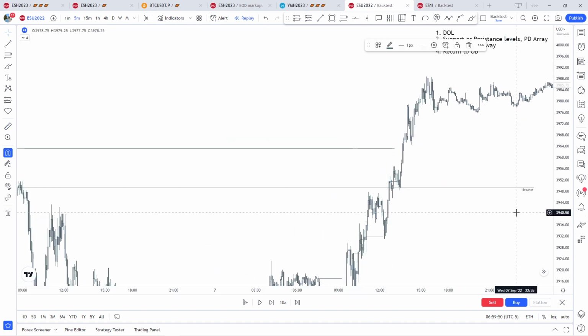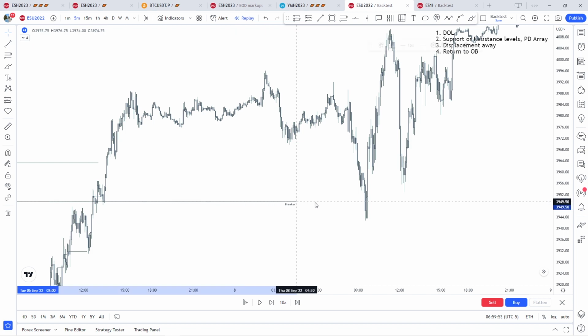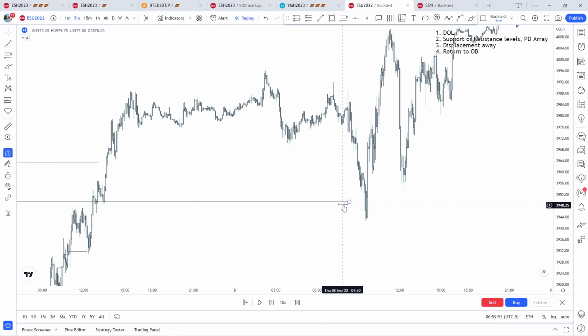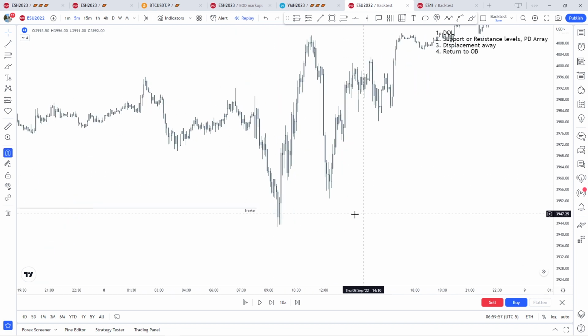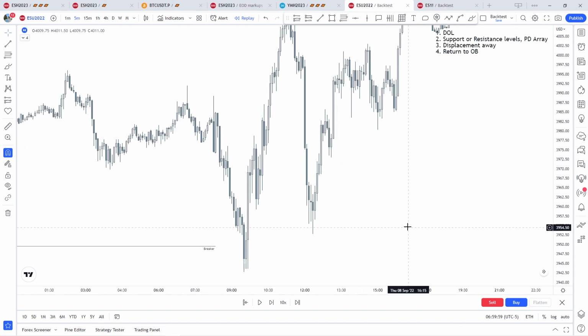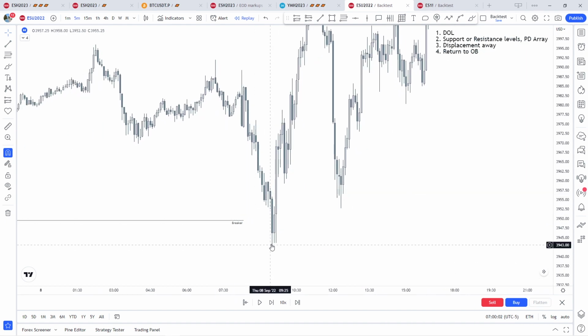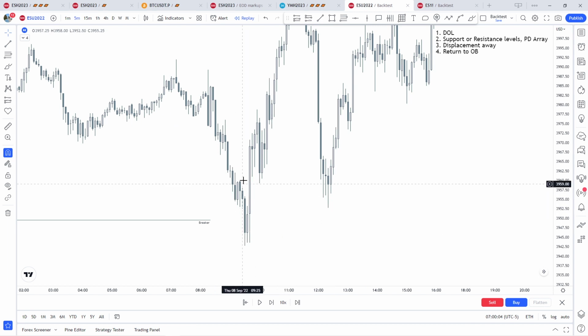So let's look at this one. That's why we had the breaker here. This is a 4 hour breaker, if I'm not mistaken. Trade into the breaker. What happens here? Our dull, still bullish, support or resistance level. This one, the breaker, displacement away, return to order block.